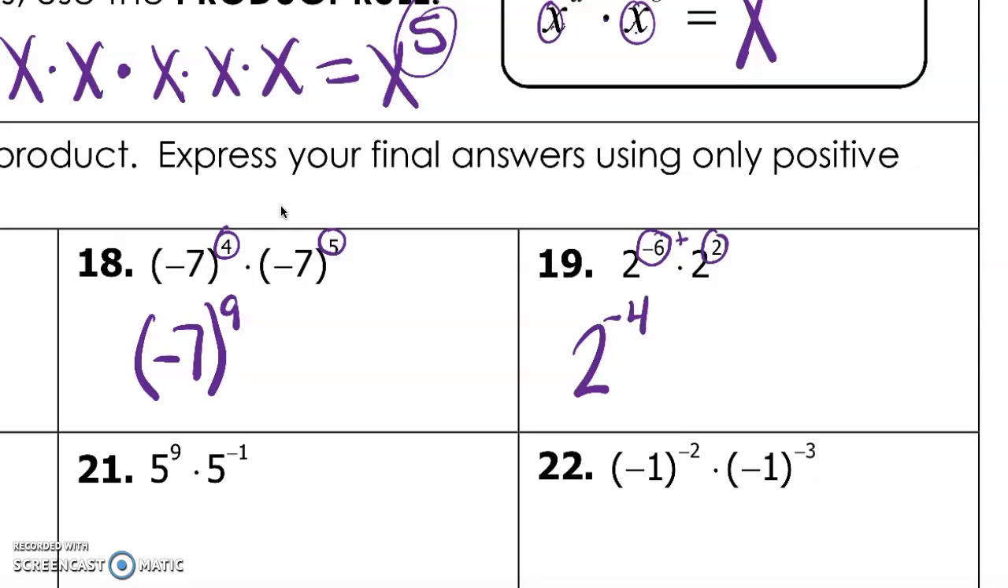So we have to use positive exponents. So you have to remember from Unit 1 that negative exponents have to go to the bottom. So this becomes 1 over 2 to the 4th. And we don't actually want to evaluate it. We're just going to leave it as 1 over 2 to the 4th.